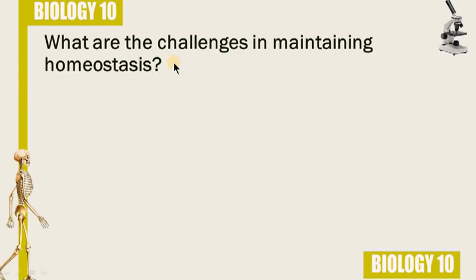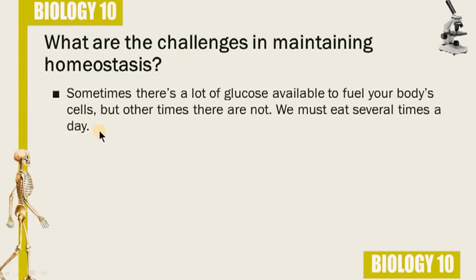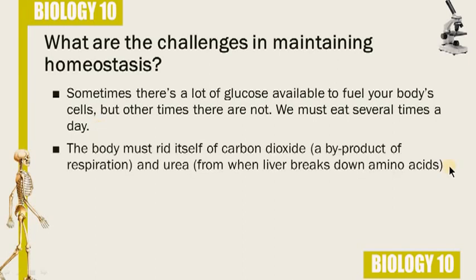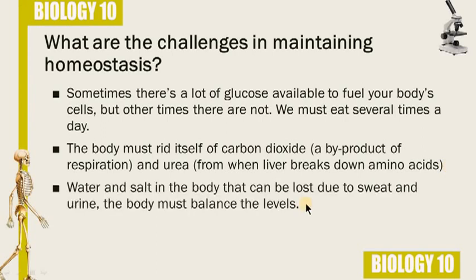Here are some of the difficulties that the body can face in trying to maintain homeostasis. The body requires a lot of glucose for energy, so we must eat regularly. If not, the body will struggle. From the processes of respiration and deamination, products such as carbon dioxide and urea are made. This needs to be removed by the body. Water and salt are often lost by the body due to sweat and urine. The body must balance these levels.